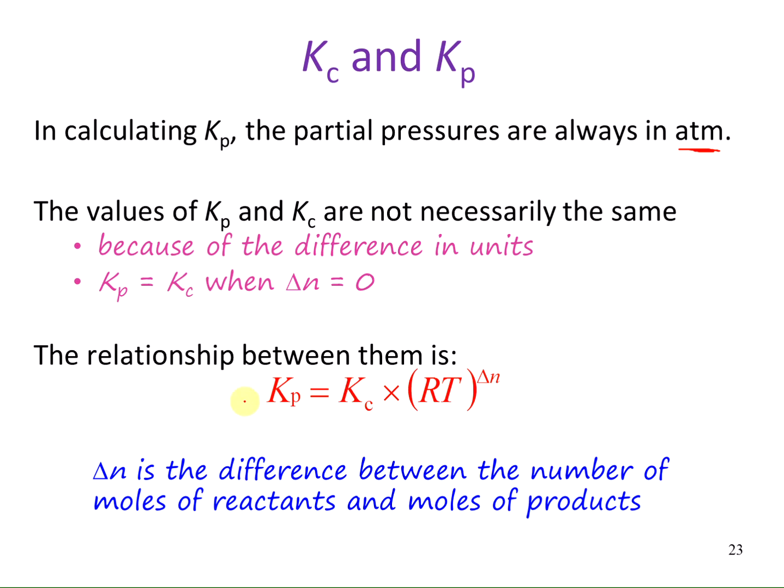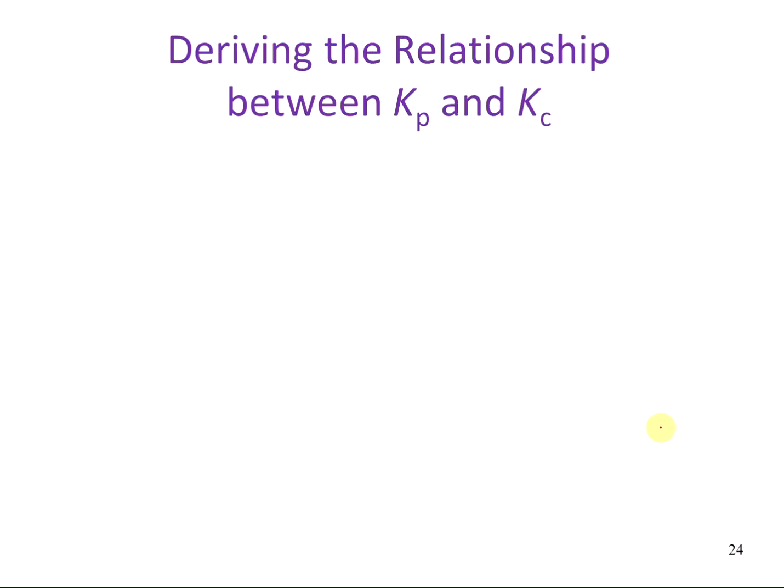So the relationship between the Kp and the Kc: the Kp value is going to be equal to the Kc times RT raised to the delta n, where R is the gas constant and T is the temperature, so that's temperature in Kelvin, and delta n is the change in the number of moles. So delta n is the difference between the number of moles of products and moles of reactants. So I'd like to show you how we can derive the relationship between Kp and Kc.